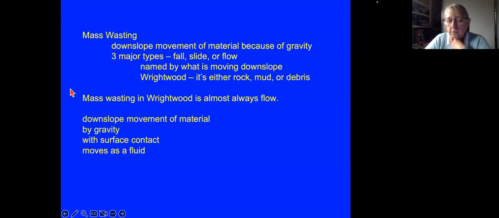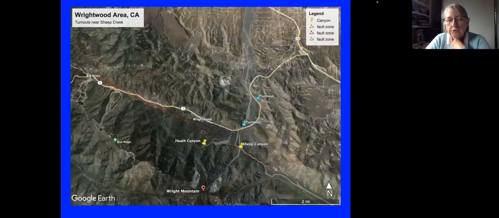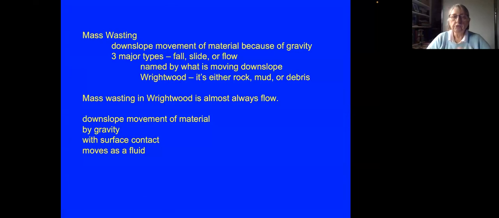And at Inspiration Point, we're going to see basically a lot of the things that are going to lead to the mass wasting and the landslides. So mass wasting, downslope movement of material caused by gravity. You get fall, slide, and flow, the three types. You name it by what's moving. And in Wrightwood, you're either going to have a rock something, a mud something, or a debris something. And almost always in Wrightwood, it's flow.